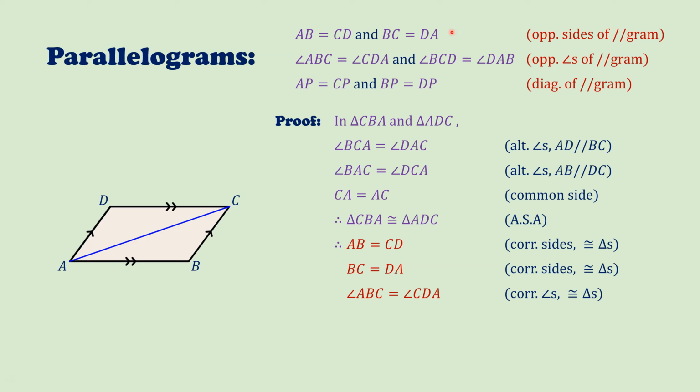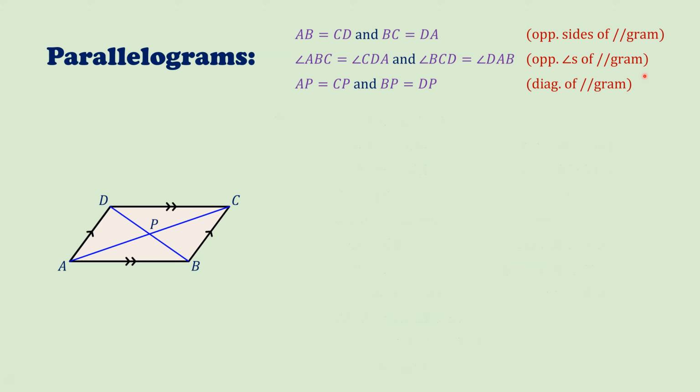For the other pair of the opposite angles, we can consider another pair of congruent triangles, or we can do something like this. We can consider angle BCD as the sum of angle BCA and angle DCA. Because we have already proved this, this sum is also equal to angle DAC plus angle BAC. As a result, we can prove that the other pair of the opposite angles are also equal.